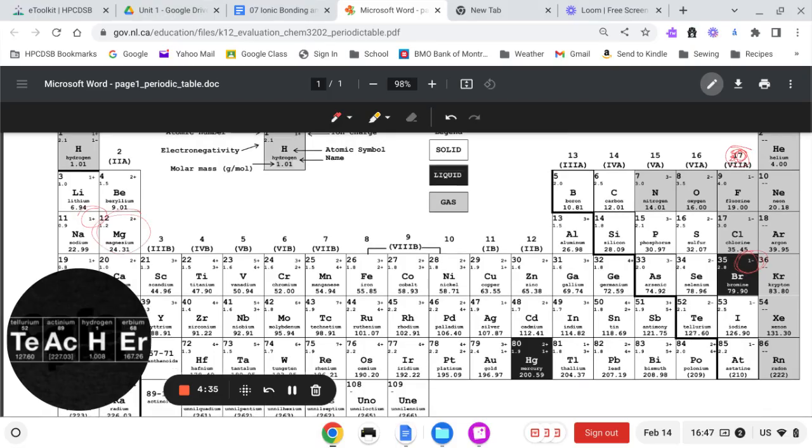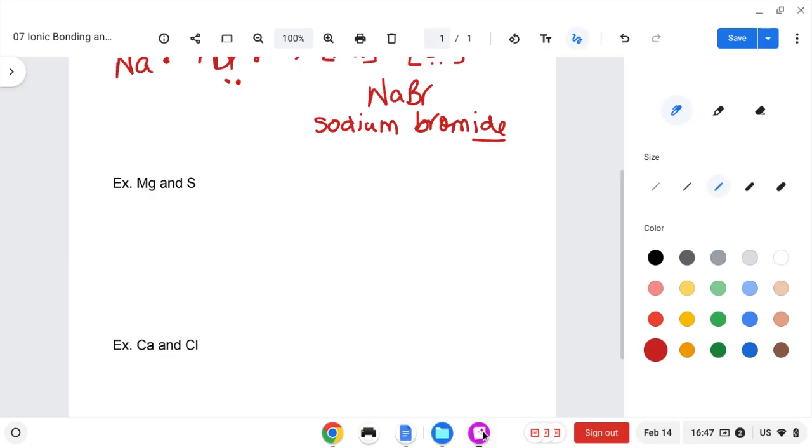So here's magnesium, and he's got a charge of +2. It tells us that he's going to lose 2 electrons. He's sitting in group 2. And then sulfur was my other element. So there's sulfur sitting in group 16, which means he will have 6 valence electrons.